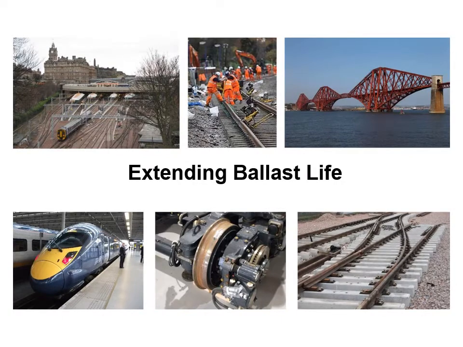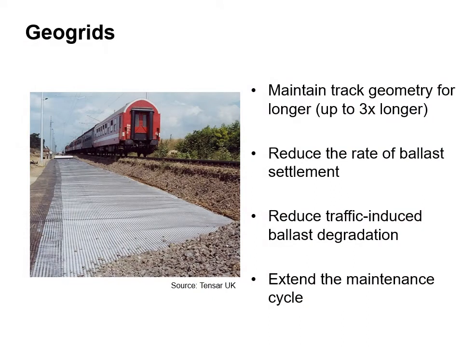So what can we do to extend the ballast life? Geogrids can maintain track geometry for longer, up to three times longer. They can reduce the rate of ballast settlement. They can reduce traffic-induced ballast degradation, and they can also extend the maintenance cycle. And here we can see a Tensar product being installed.